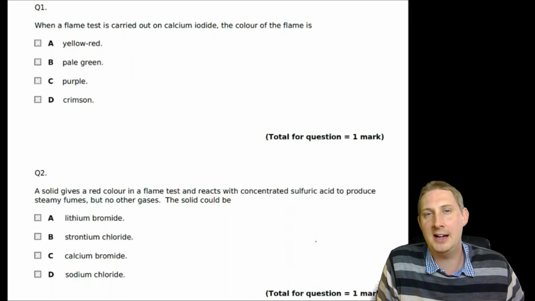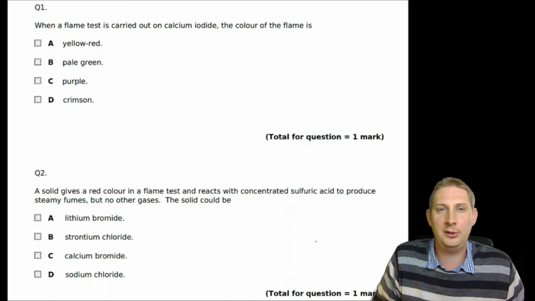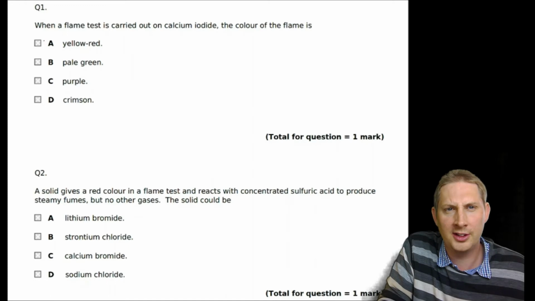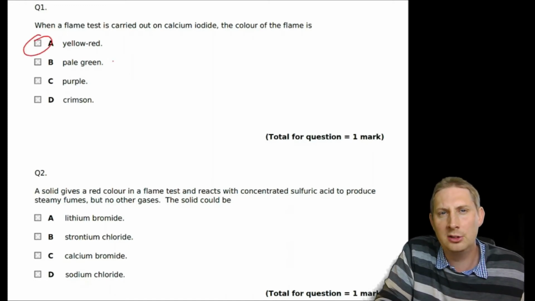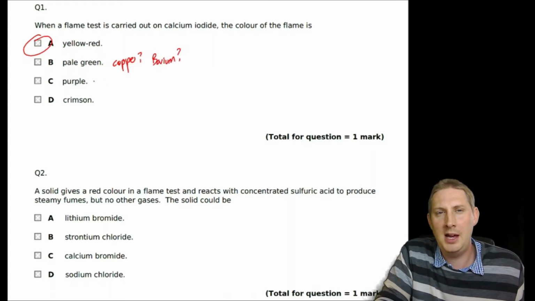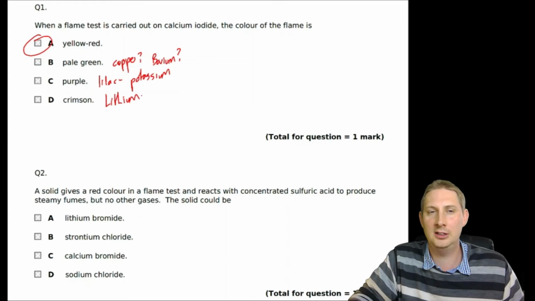When a flame test is carried out on calcium iodide, the colour of the flame would be, well, which of those would it be? Calcium gives a yellow-red or an orangey flame, so the answer is A. Pale green, you might be thinking copper, but actually, as you will learn, barium also produces a green flame. Purple, well, if they mean lilac, then that's potassium. And crimson is going to be lithium. You should have been able to answer that from GCSE knowledge.